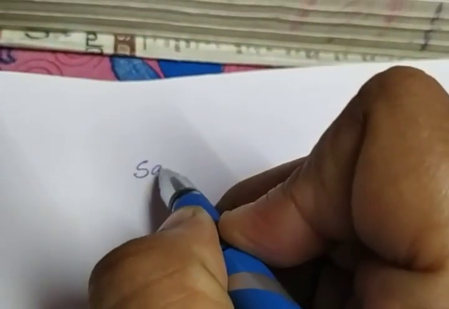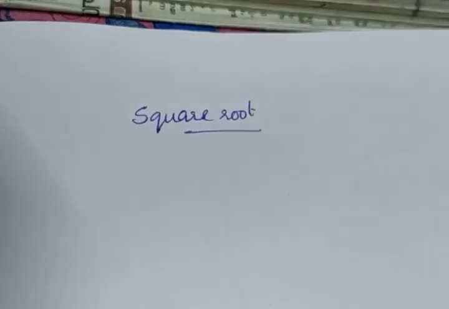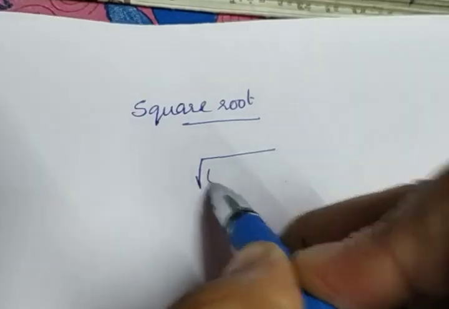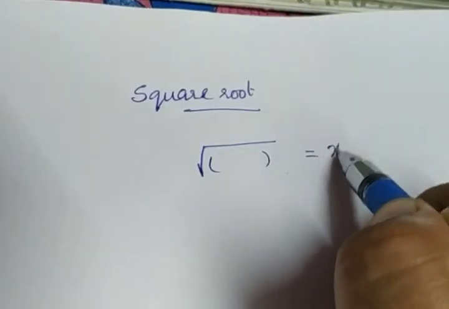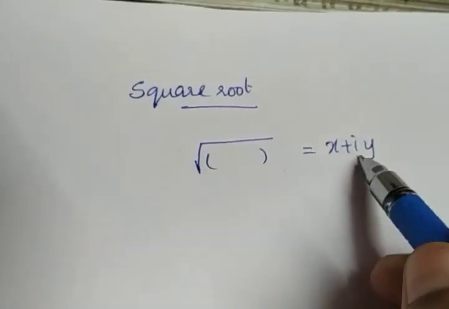And the last section which we studied in the chapter is to find the square root of a complex number. To find the square root, we have to remember 2-3 steps. The first step is to write the square root of the given number in the form x plus iy.